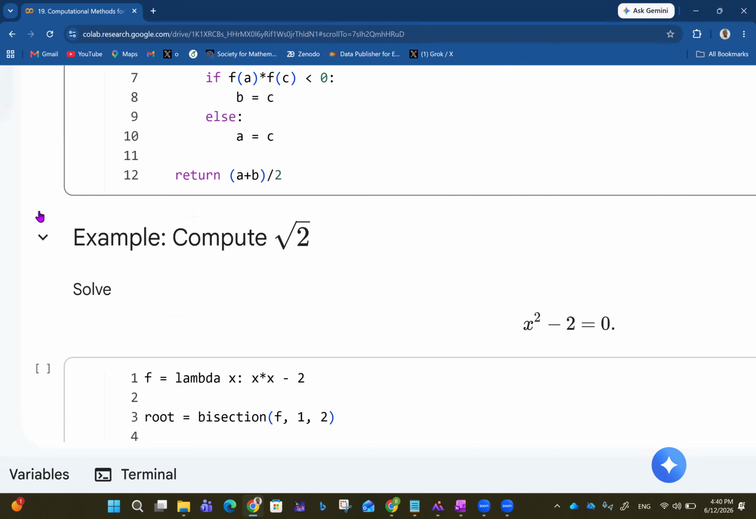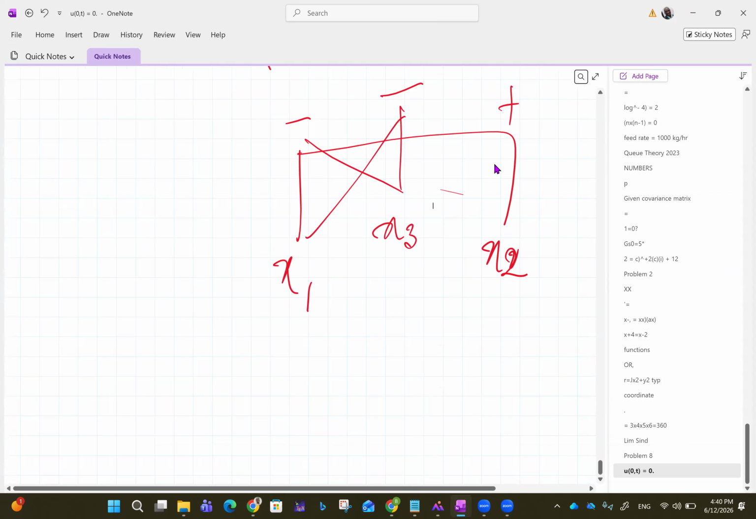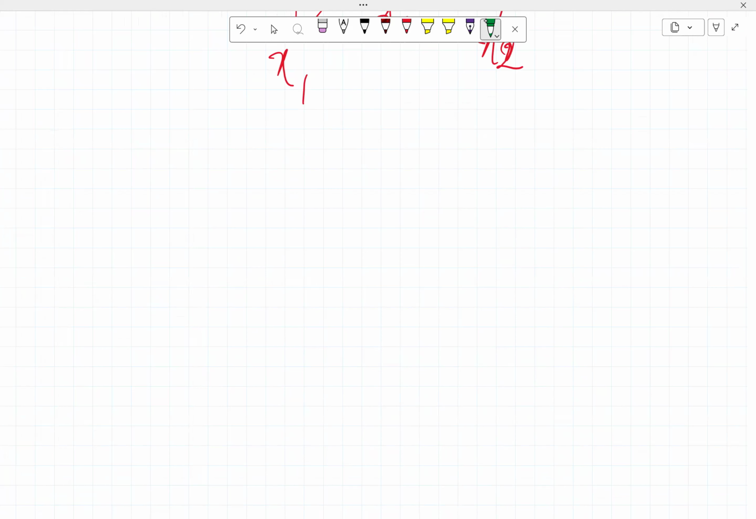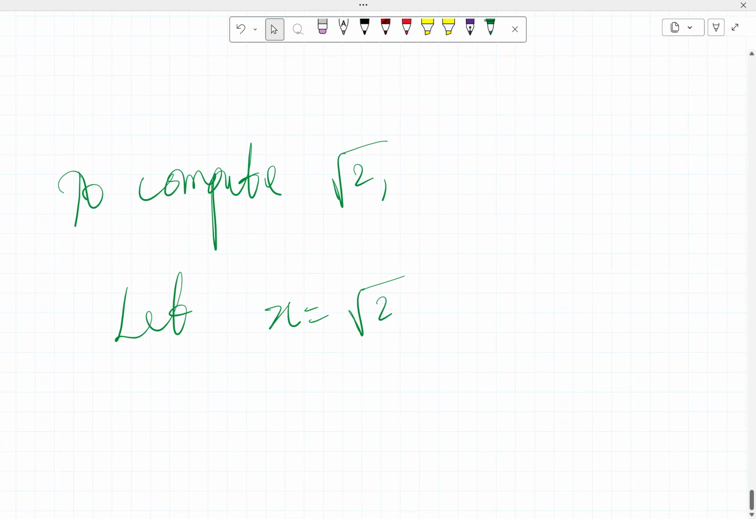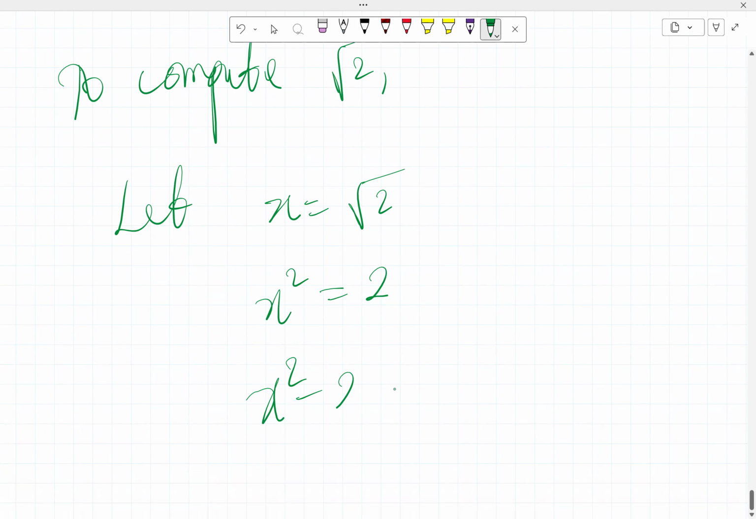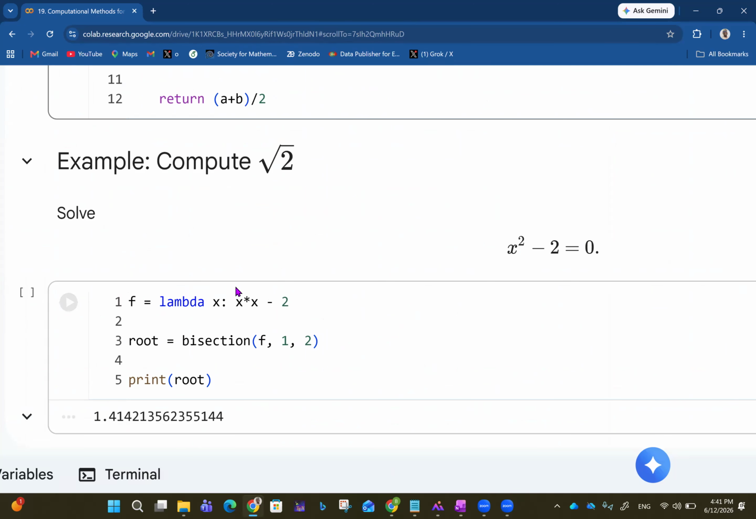So imagine you want to compute the square root of 2. You can let x be the square root of 2. If you square both sides, that's x squared equals 2. As a function, you then have x squared minus 2 equals 0. So if you can solve for x, you'll be able to compute the square root of 2, right?